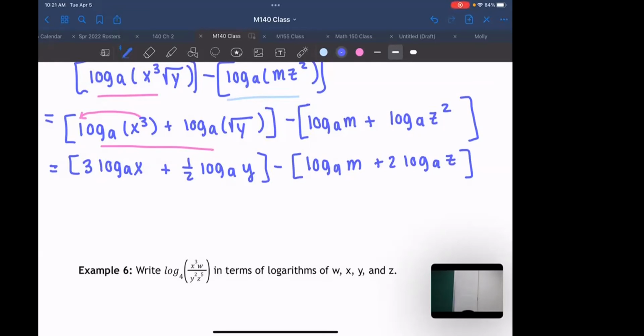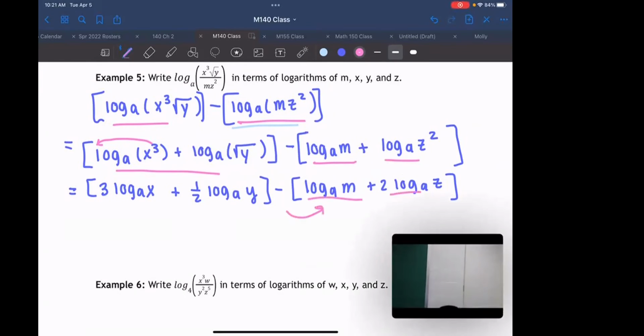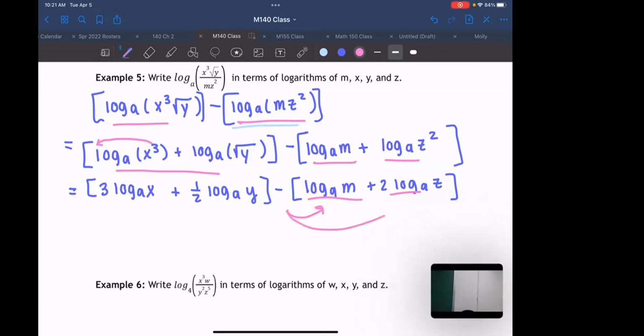Yeah, distribute that negative sign over, right? The reason I put this guy in parentheses is because I expanded it into 2 different things and we're subtracting. So I kept the parentheses so I can keep that negative attached to each of these. And we can distribute the negative sign to both of the last 2 terms. So this turns into 3 log base A of x plus 1/2 log base A of y minus log base A of m minus 2 log base A of z.